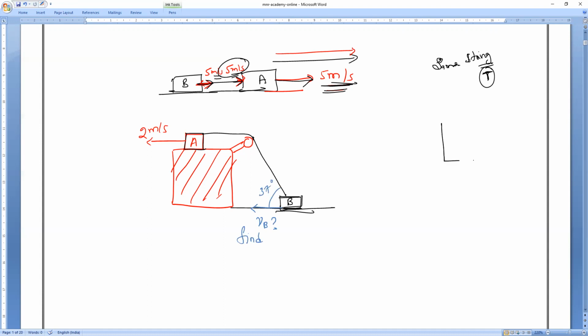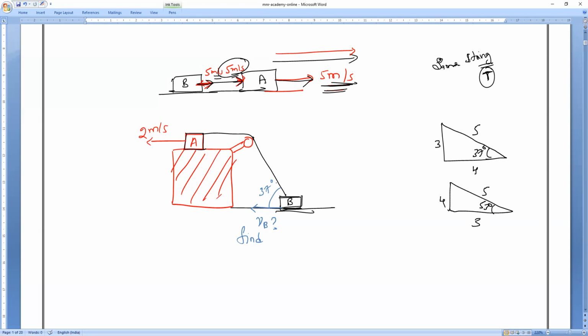37 degrees angle. By this time you might remember a famous triangle. 37 means here what will come? 4, 3, and here what? 4, 3, 5. And there is another triangle called the 53 triangle. 53 means here what will happen? 3, 4, 5.